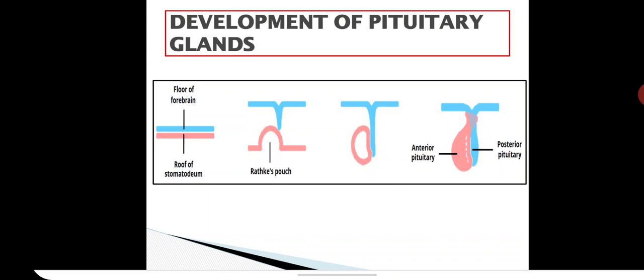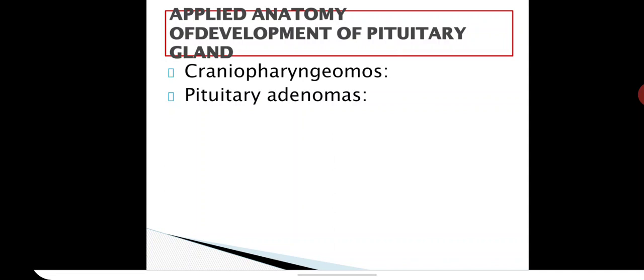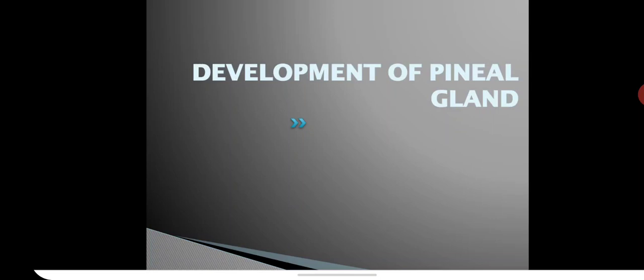Although the posterior lobe is neuroectodermal in origin, it contains no nerve cells in human embryos. Most of the cells are neuroglial, and the posterior lobe is invaded by the nerve fibers of the hypothalamus. So from the floor of the third ventricle, that is the neurohypophysis, development is from the invagination of the neuroectoderm. Applied anatomy of the development of the pituitary gland: pituitary adenomas may be present, or craniopharyngiomas. So we have completed the development of the oral cavity, salivary glands, and also the pituitary gland.